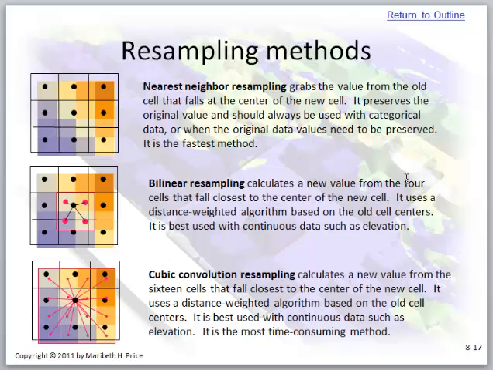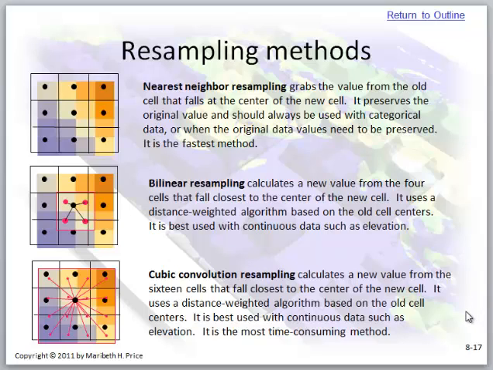Bilinear calculates a new value from the 4 cells that fall the closest to the center of the new cell. It uses a distance-weighted algorithm based on the old cell centers, and it is best used with continuous data such as elevation. So up here we have categorical, and down here bilinear resampling is used for continuous data, such as elevation or temperatures.